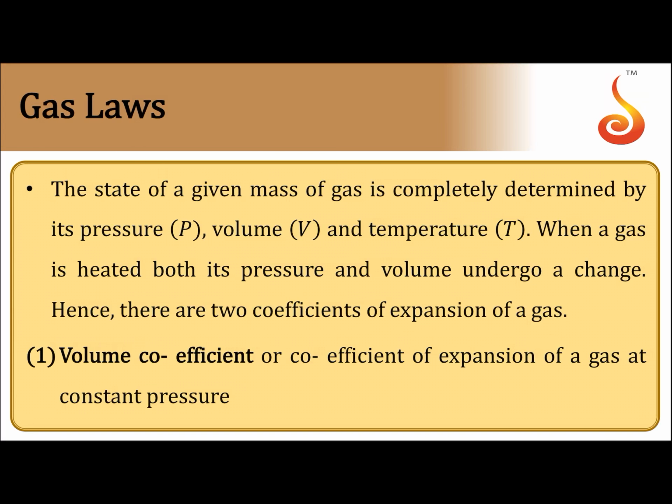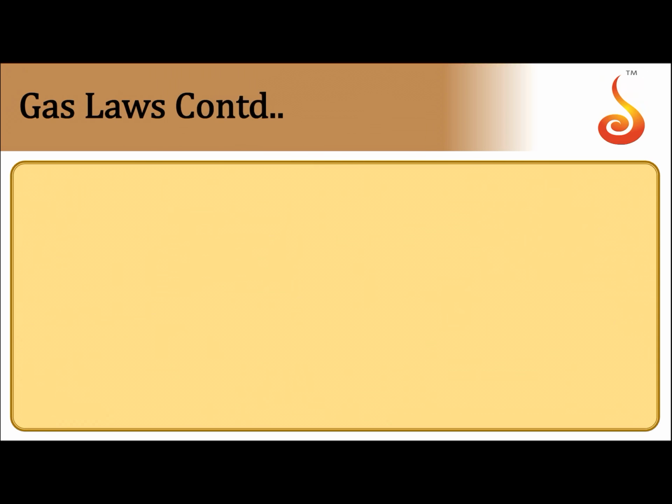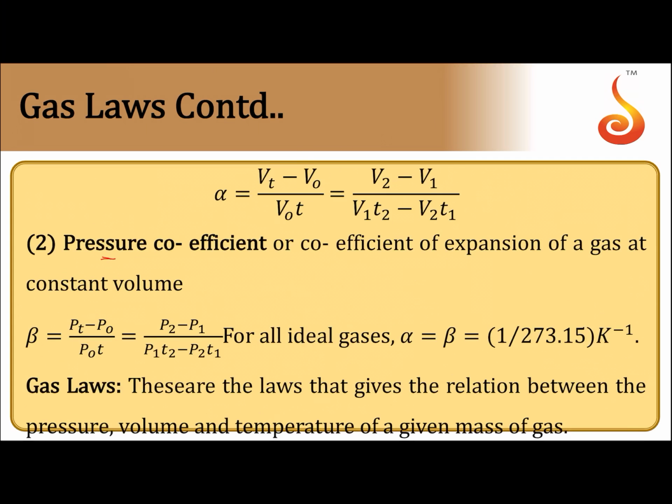Now coming to gas laws. The state of a given mass of gas is completely determined by the state variables, what we call pressure, volume and temperature. When a gas is heated, both its pressure and volume undergo change. So hence there must be two coefficients of expansion for gas. One is the volume coefficient of expansion, or you can call it the coefficient of expansion of a gas at constant pressure, and another one is the pressure coefficient of expansion which is taking place at constant volume.